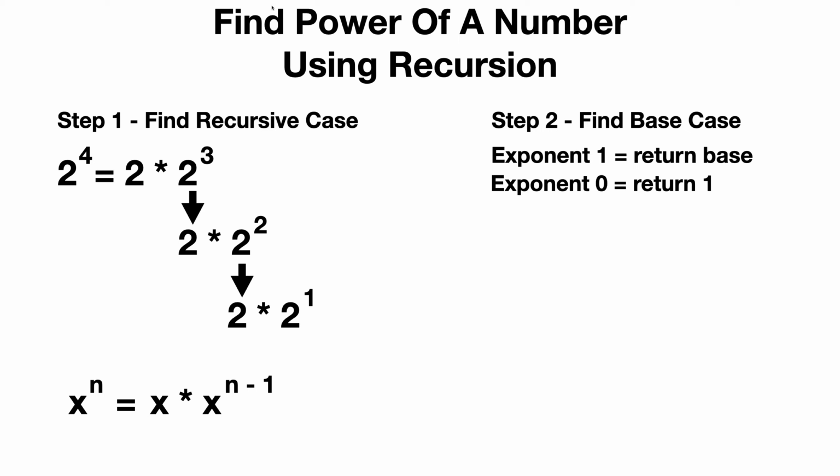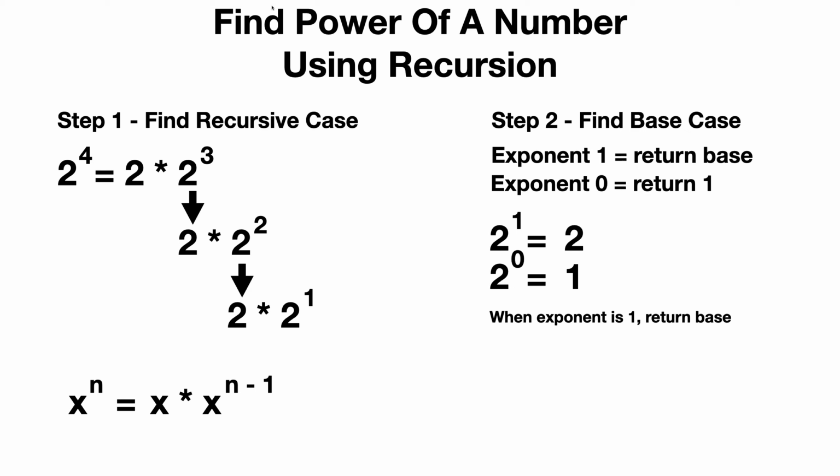Just to give an example, if we write 2 to the power 1, it basically means 2, or any number to the power 1 is equal to that number, right? And if we write 2 to the power 0, then it will always be equal to 1, which means that any number to the power of 0 is always 1. So finally, whenever the exponent is 1, we can simply return the base, and this will be our base case. Now, having found our recursive case and the base case, we can go to the editor and write our recursive function.